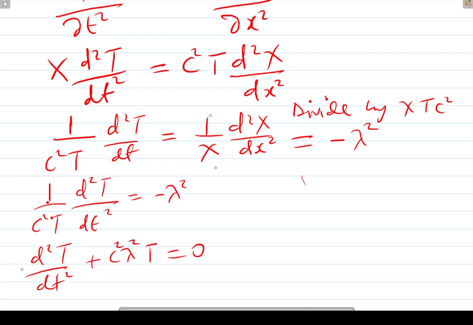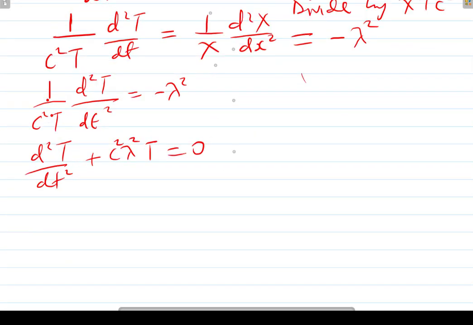So you see that there's no constant here. This is what we're trying to avoid, even for x here. If you left it here, you would be stuck when you're picking the auxiliary equation. The auxiliary equation for this one is m squared plus c squared lambda squared equals 0, and then the solution is m equals plus or minus i c lambda, like this.